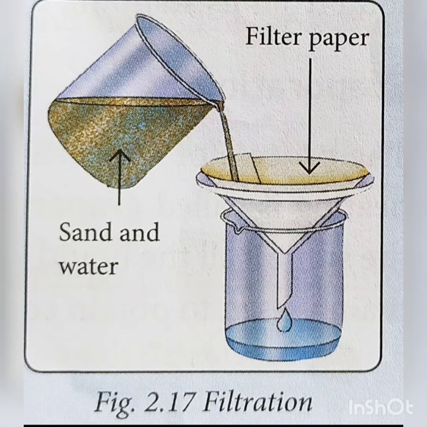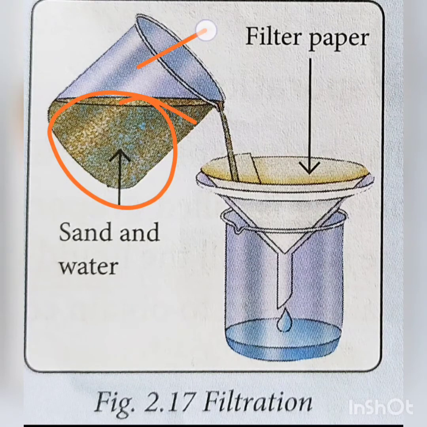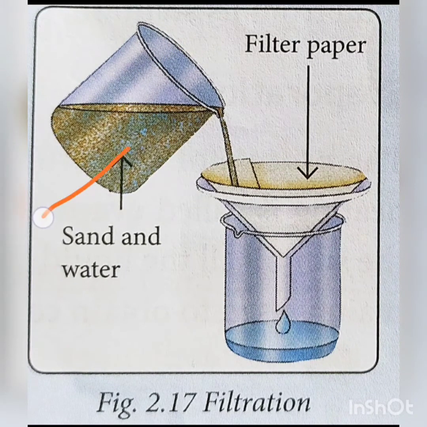Now we will do a small activity to separate a mixture of sand and water through filtration. For this, the materials required are sand, water, 2 beakers, and a filter paper. Mix the sand and water in a beaker. Fold the filter paper in the shape of a cone and place it in a funnel. Filter the mixture of sand and water as shown in the figure.